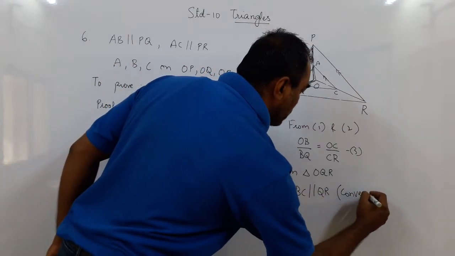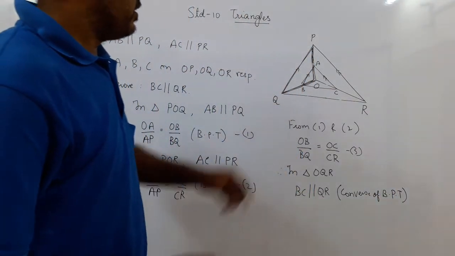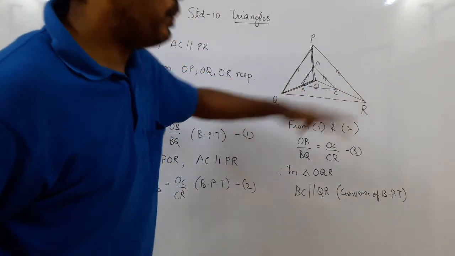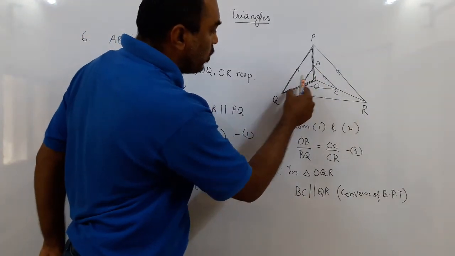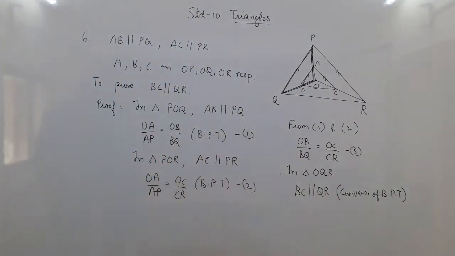The converse of the basic proportionality theorem: if in a triangle the ratios of two sides are equal, then the lines are parallel. So because I have OB upon BQ equal to OC upon CR, BC is parallel to QR. Again I have used the basic proportionality theorem and its converse. I hope this sum is also clear to you. Again, we have the tools with us. In this type of sums we have to choose which tool we are going to use.